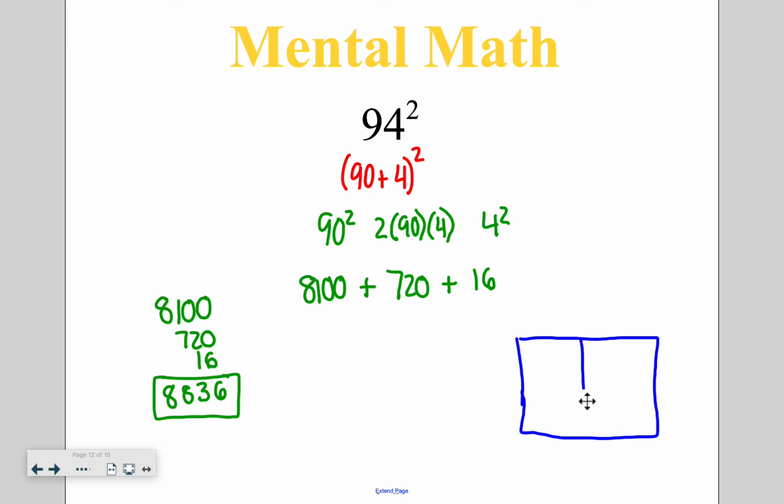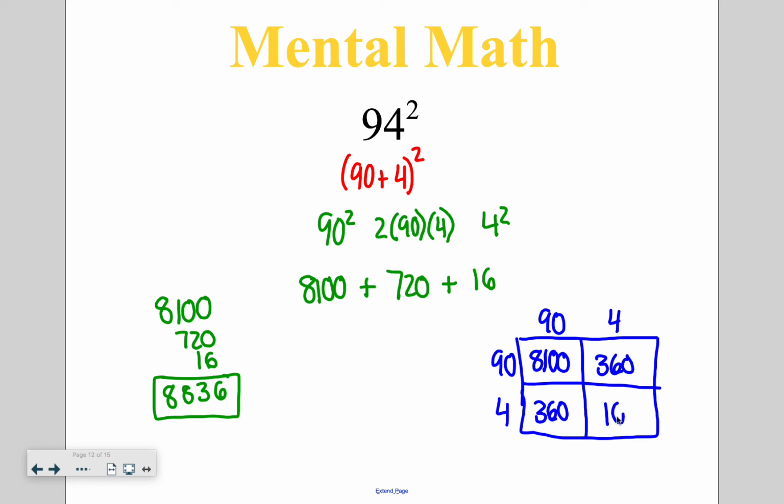Once again, if you've been consistently using that box method, you can break it down in the same format. So we still split it up into 90 and 4, but you just write out your multiplications a little bit differently. So we got 90 and 4, 90 and 4. We still have 9 times 9, which is 81, and those two zeros. Then we have 90 times 4, which is 360, 90 times 4, which is 360, and 4 times 4, which is 16.